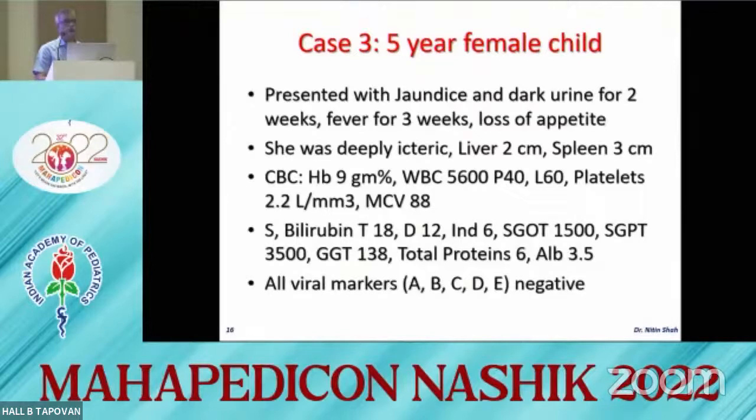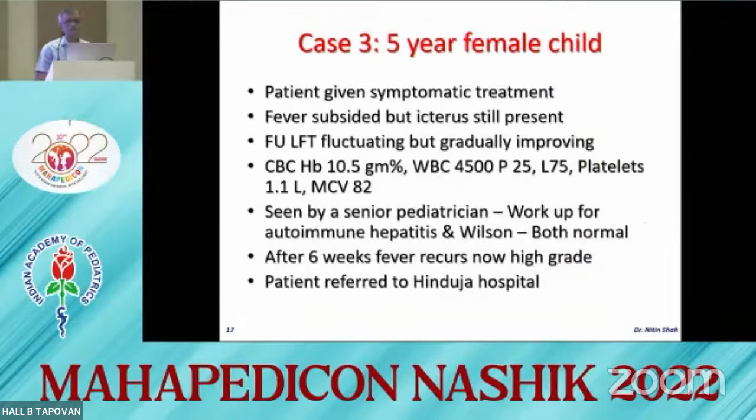Now you can't call it viral because we don't have evidence of a viral infection. Patient was given symptomatic treatment, fever subsided, but the icterus still persists. So follow-up CBCs and LFTs are done. LFTs show fluctuation, sometimes some improvement in the bilirubin and SGOT, SGPT, but the child is still not having completely normal LFT even after a few weeks. That's very unusual again. Now, one CBC has shown Hb of 10.5, WBC of 4,500 with 25 and 75 poly lympho, platelet of 1.1 lakh and MCV of 82.